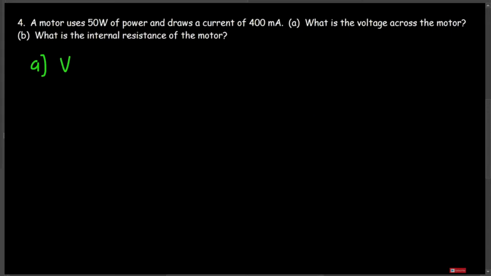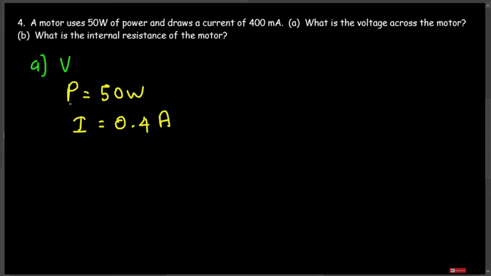Now let's see what information is provided. Here we have the power provided, that is equivalent to 50 watts, and also we have the current provided, that is 400 milliampere. But when we are dealing with equations, it's better to have it in ampere. So if you convert this into ampere, this is going to be 0.4 ampere. Now we want to find out the voltage.